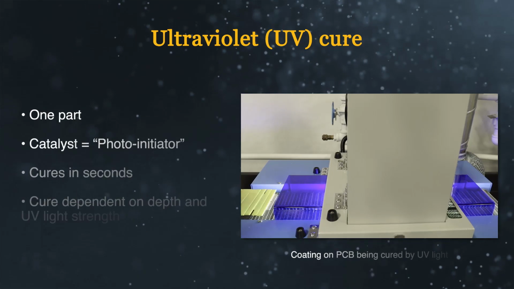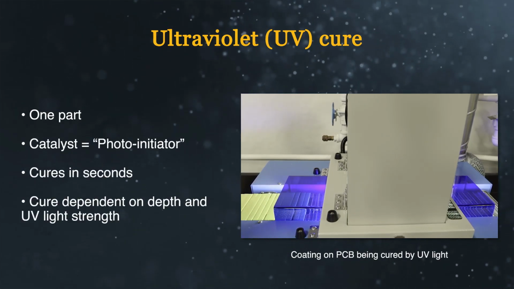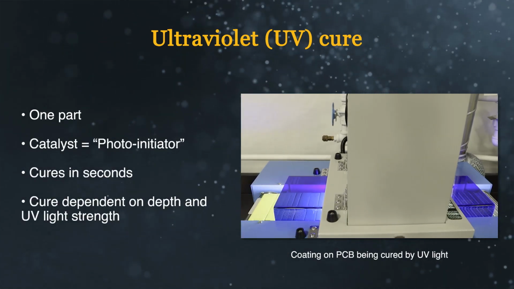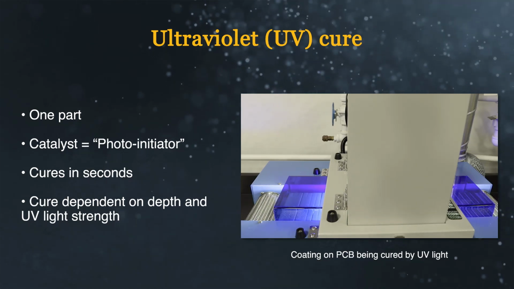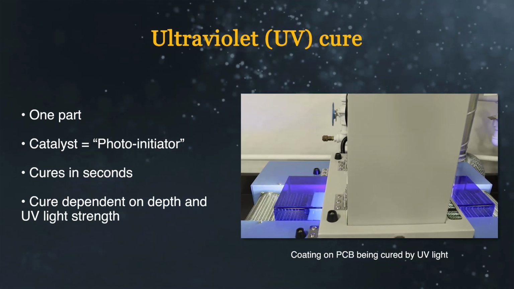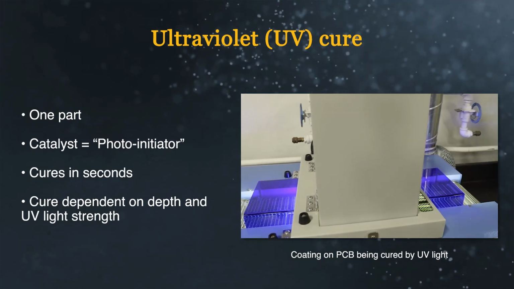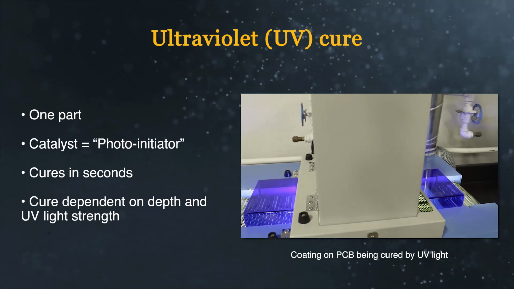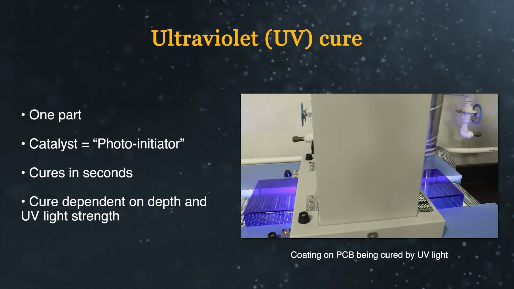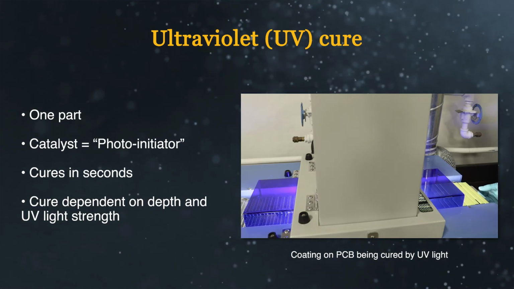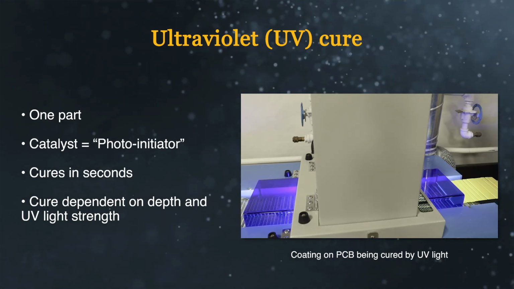The fourth cure type we will discuss is called ultraviolet cure, or UV cure. UV cure products contain an ingredient that absorbs energetic UV light and breaks apart into chemically reactive species that cause the cure to be done in seconds to minutes, depending on the strength of the UV light and the depth of the material being cured.